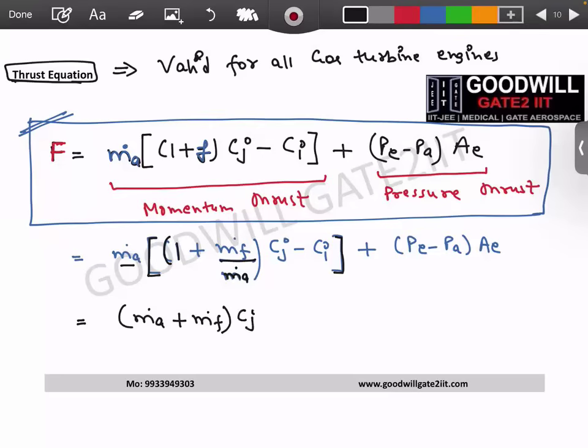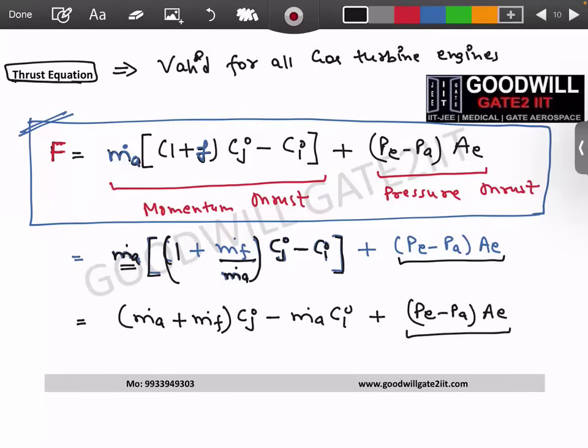And this is multiplied with Cj. You can check this term is multiplied with Cj. And to that, we have multiplied m dot a. And then when you multiply this m dot a here with Ci, you get this term, right? Plus (Pe minus Pa) into exit area. Don't worry about this. This is our pressure thrust. We'll understand this later. As of now, you understand what is your momentum thrust.